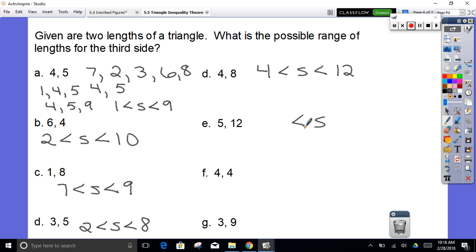All right, letter E. The third side has to be between what two numbers? Brandon, what does it have to be greater than? How do we get this number on the left? Michaela, can you tell them how you get it, but don't do it? Subtract. When we subtract these two sides, we get the number that it has to be greater than. So what's 12 minus 5? 7. So the third side has to be greater than 7, and Judy, it has to be less than what?